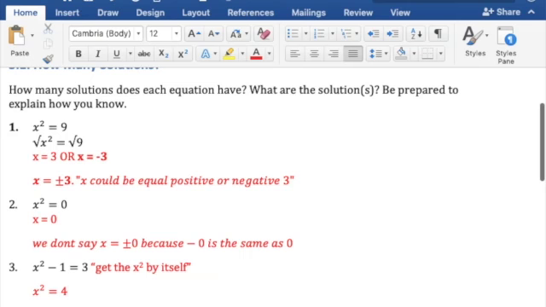Now here, same type of deal. We have a step to do before I can take my square root. I have 2x squared gets me 50. So if I divide both sides by 2, I know that x squared itself has to be 25.